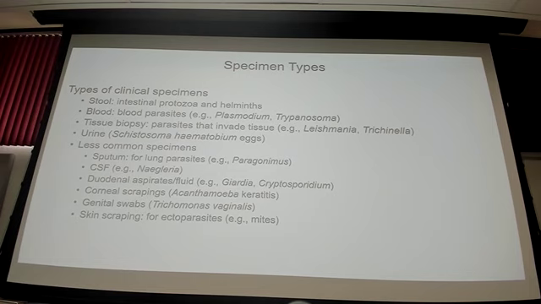And then some of these less common specimens, it's kind of everything under the sun, but we do have parasites that can cause meningitis, so sometimes we get CSF samples, and parasites that cause lung infections like Paragonimus, and many others as well. Corneal scrapings if you have keratitis, amoeba species, duodenal aspirates for Giardia and Cryptosporidium. Our one and only true STI, Trichomonas vaginalis, we do genital swabs for that one. And then skin scrapings when we start talking about ectoparasites.